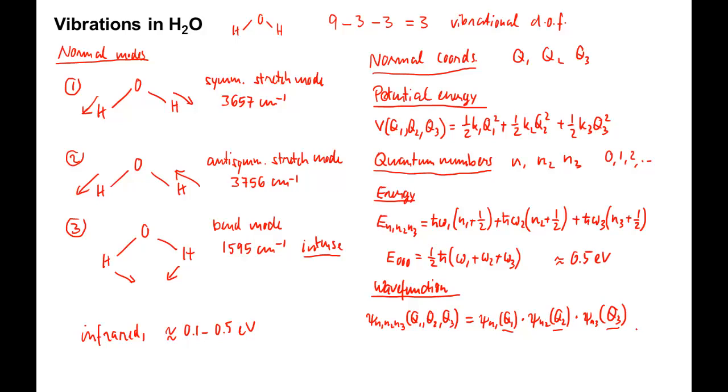In summary, water has three normal modes with different oscillator frequencies and different transition intensities. Each mode is described as a one-dimensional harmonic oscillator, and the energy of the overall vibrational state is the sum of the energies of each of these modes. And the overall wave function is a product of the wave functions from these three different one-dimensional harmonic oscillators.